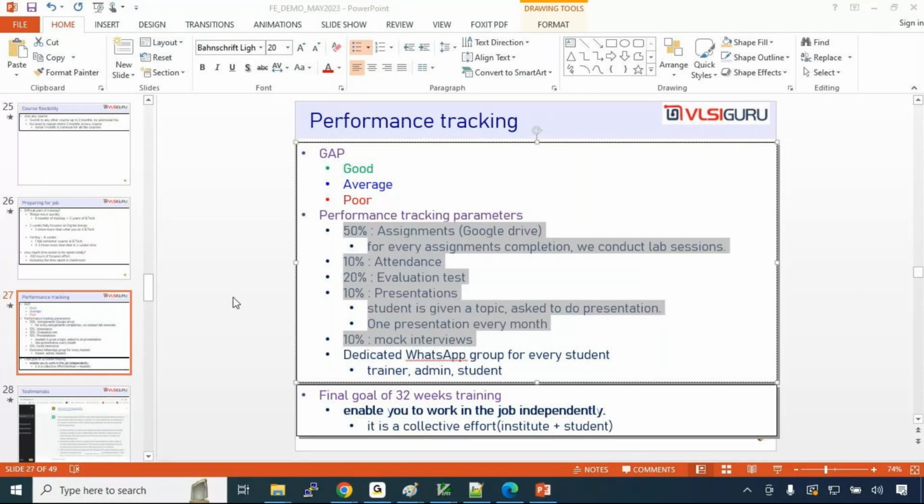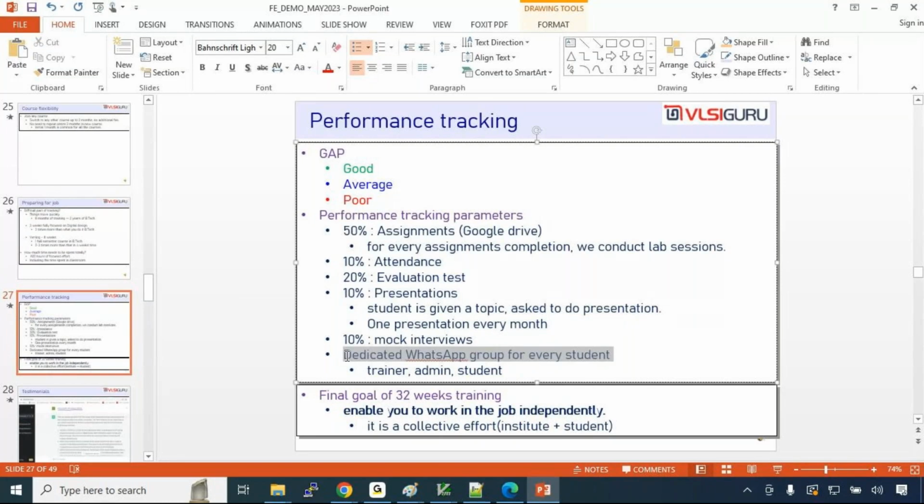Next, we do create one dedicated WhatsApp group for each student, where whatever support request you need, you post in that group, and then there will be someone to respond to you. If it is a technical query, there will be a trainer. If it is non-technical, there will be an admin who will support with your request.